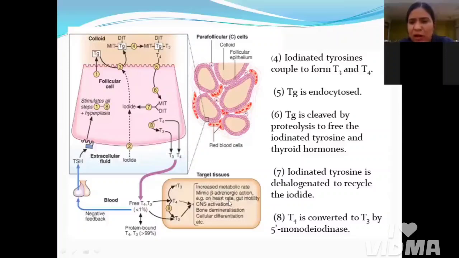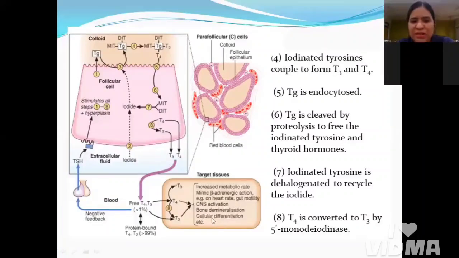For example, on the heart rate, it will increase the heart rate. Okay, that is also known as tachycardia and palpitations. It will increase the gut motility. Okay, and it will activate the central nervous system so that the sympathetic tone is increased. It will also cause bone demineralization. That means the calcium is resorbed from the bone. The calcium is taken out of the bone. Okay, bone demineralization.